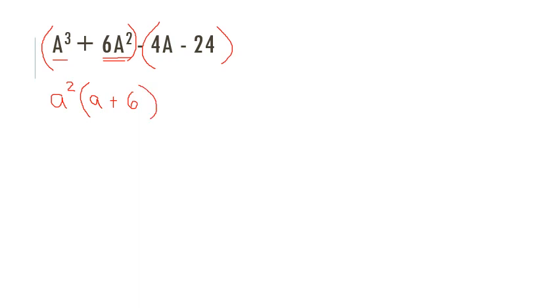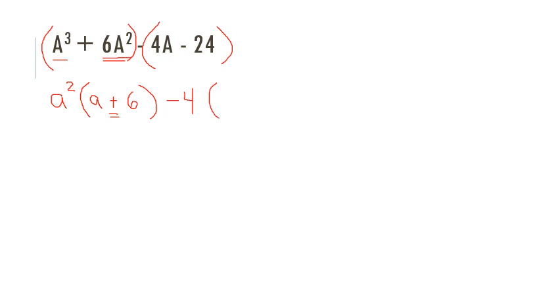Now moving to the second set, when there's a minus sign in front of it, you always have the option of factoring out a negative number or a positive number. But since I want to end up with a plus, because I'm hoping that these factors will match, I'm going to go ahead and factor out a negative 4, which is the greatest common factor between 4a and 24.